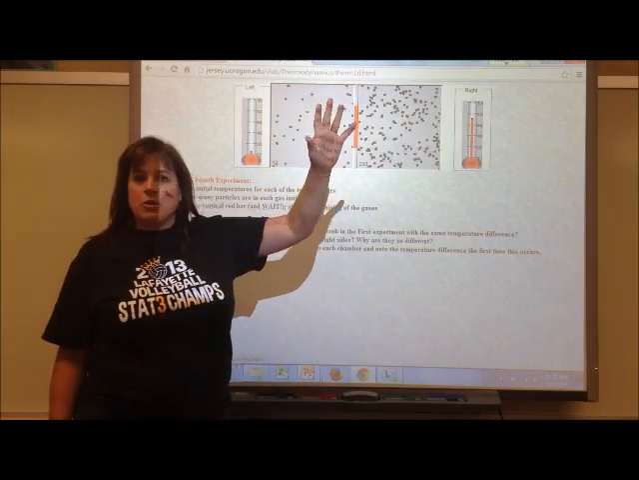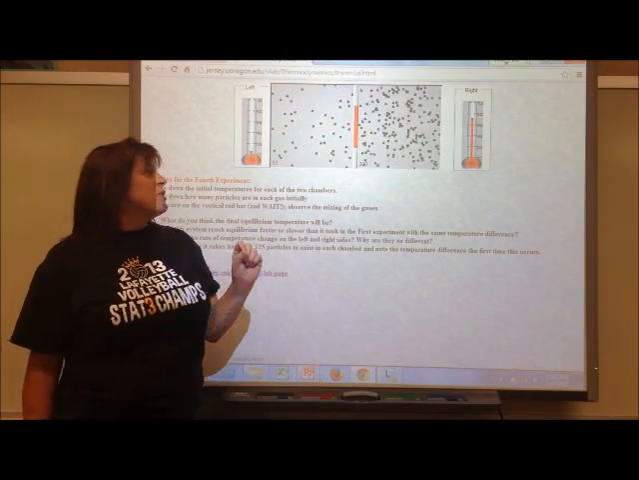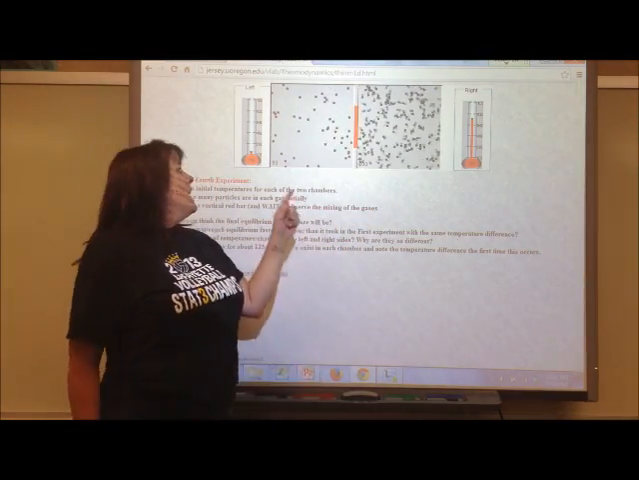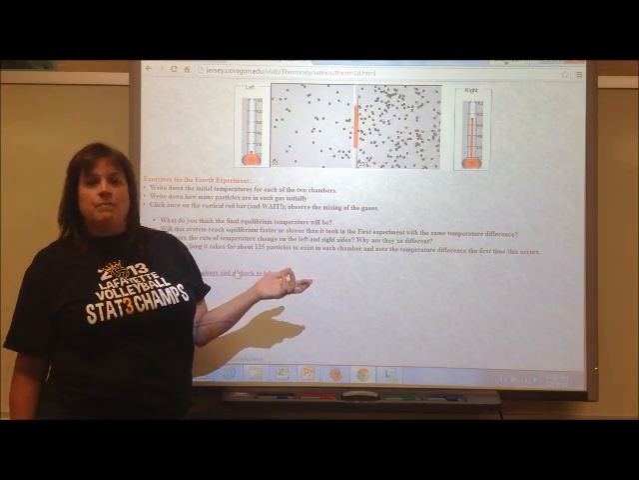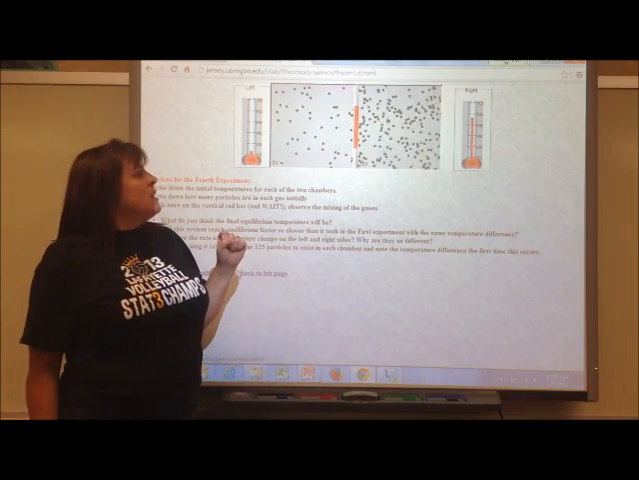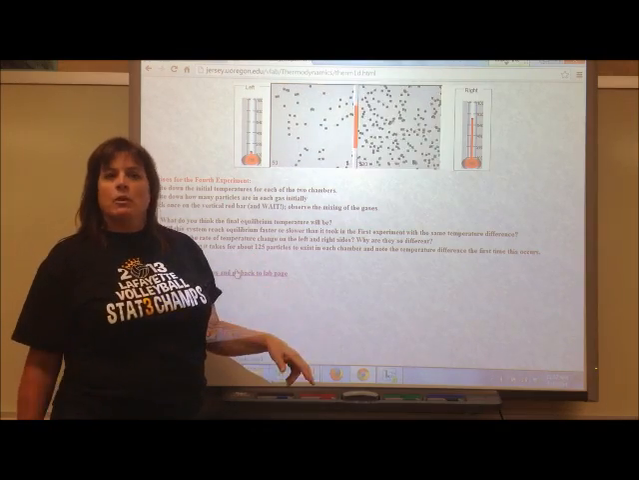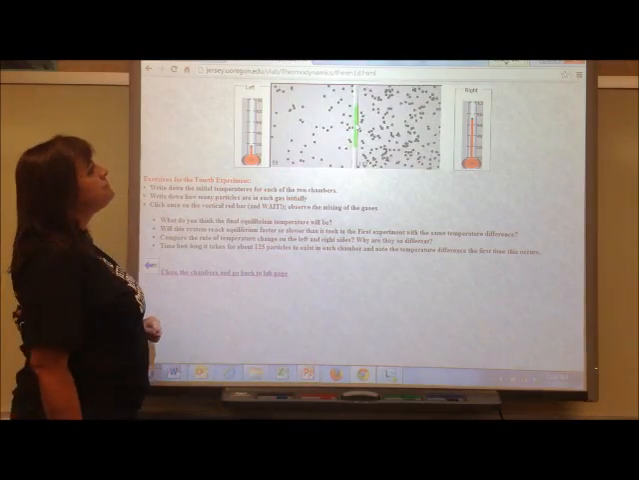I'm going to open the chamber doors. One, do you think that the equilibrium temperature is going to be the same as it was before when we had the 750 and the 150 degrees? Do you think it'll be 450 again? Second of all, do you think the time to reach equilibrium will be faster or slower? All right, let's open the doors and find out.